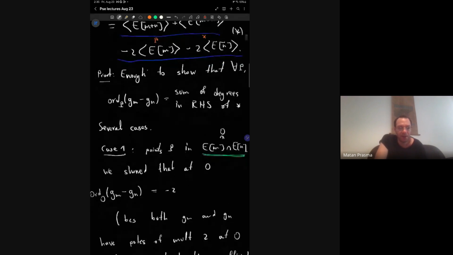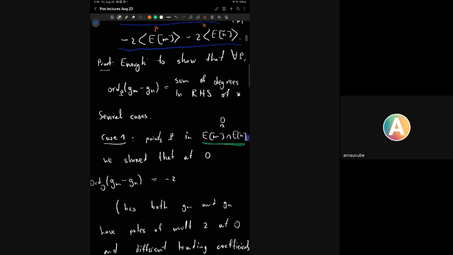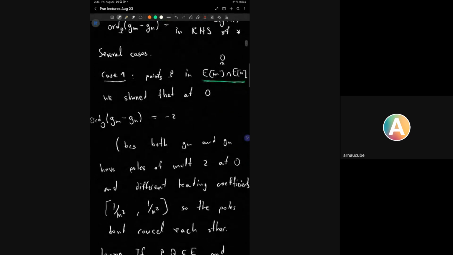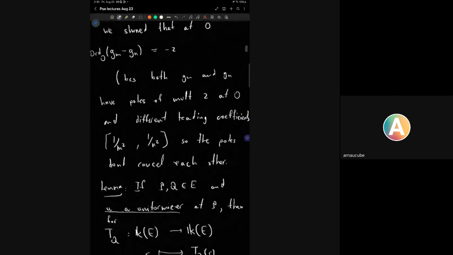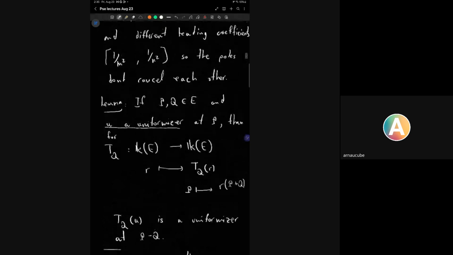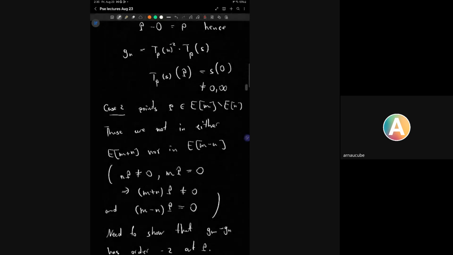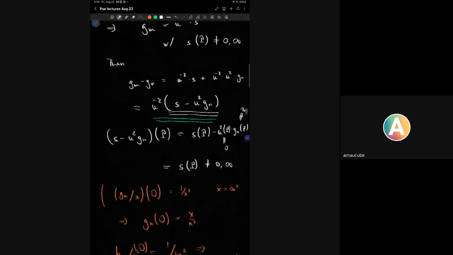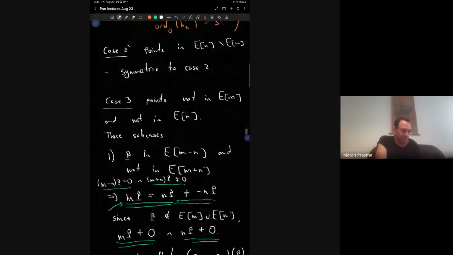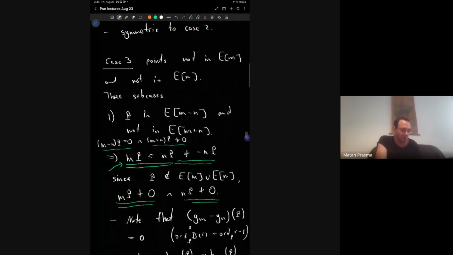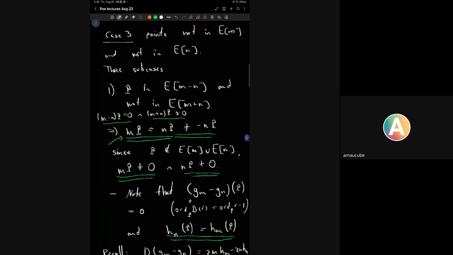Now, how do you feel about the proof? This last part was cool. I'm just going over the notes again. Case 1 concludes that the order is minus 2. Case 2 concludes that the order is minus 2. But then case 3 concludes that the order is 2. Is this last sentence correct? Case 3 has 3 subcases. Right, I was mixing them up.